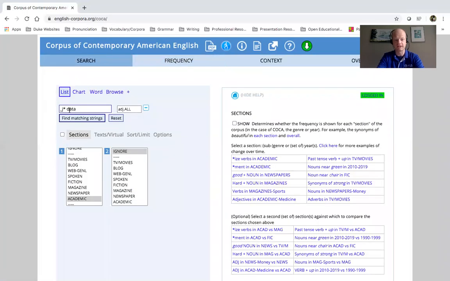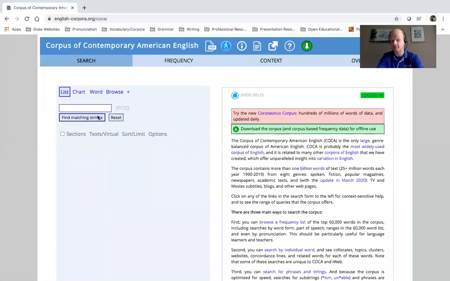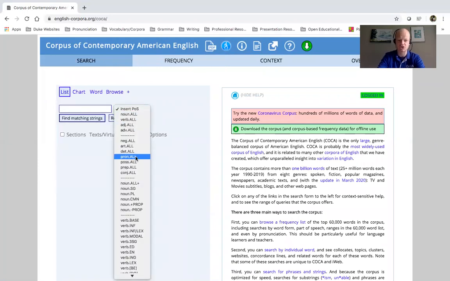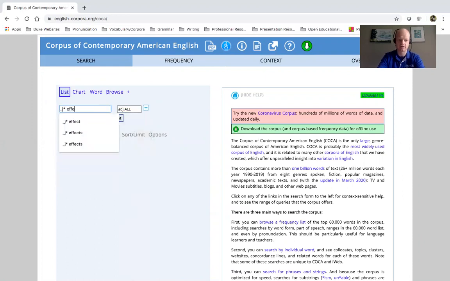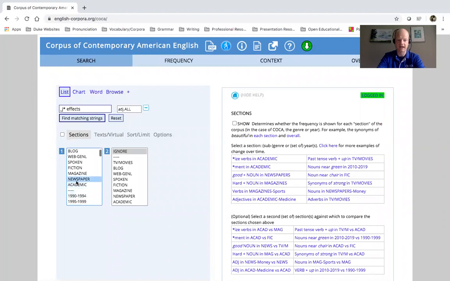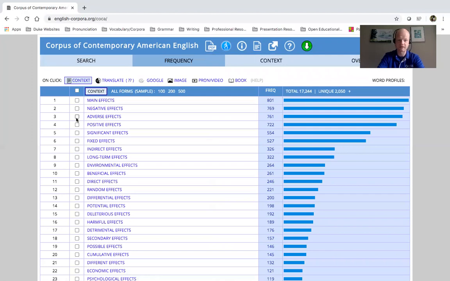The next one would be effects, right? Bad effects. What we want to do is maybe say something more specific than just bad. So again, adjective, effects, and I do want to limit this to academic. And right here we see the main adjectives that can be used to describe effects.